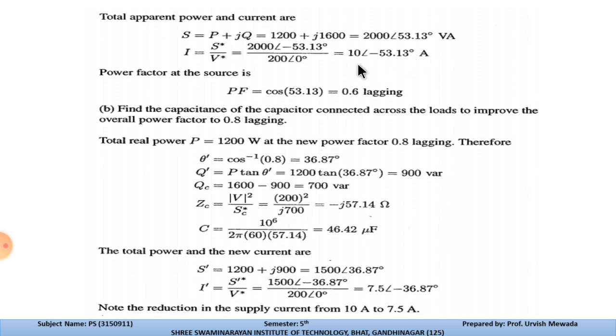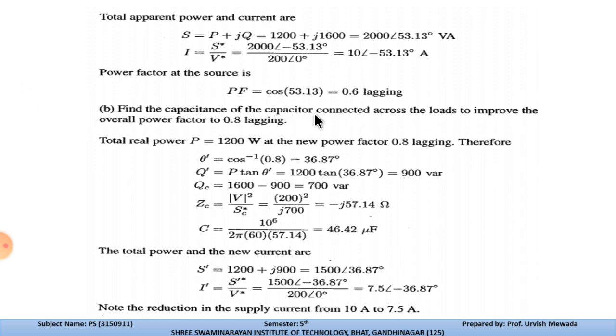Now the power factor at the source, the supply, is cos theta. Theta we derived from this is minus 53.13. So theta is taken as 53.13, and cos 53.13 is 0.6, and this is negative, and that's why it is called lagging power factor. Now the second task which is given is to find the capacitance of the capacitor.